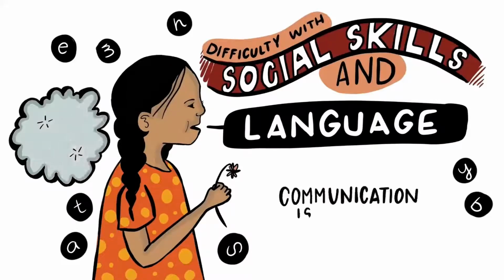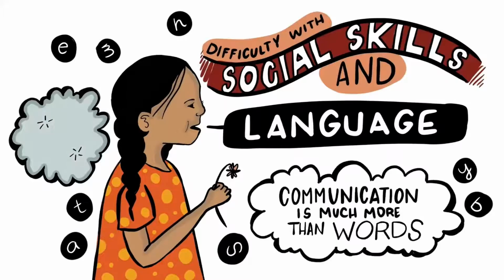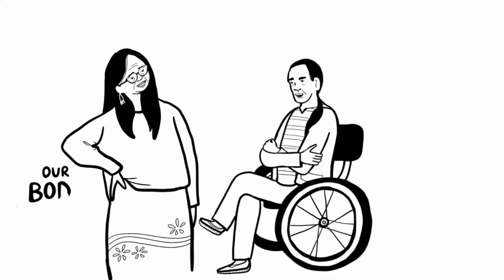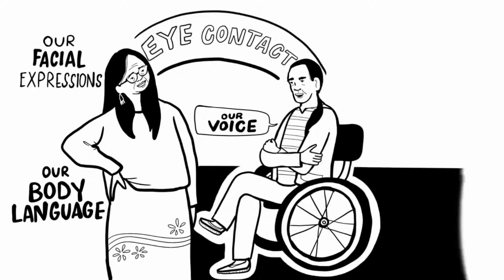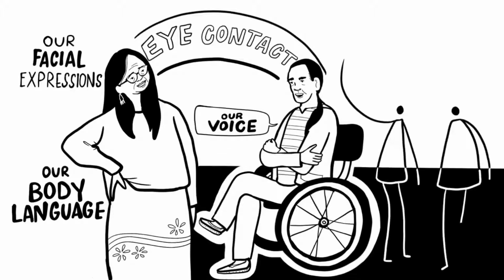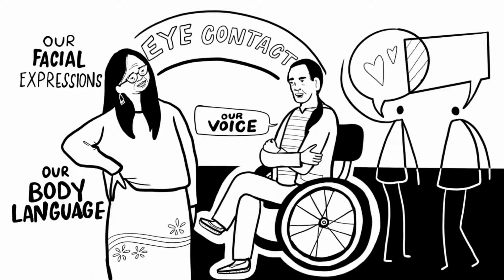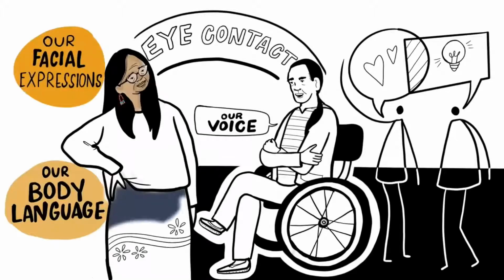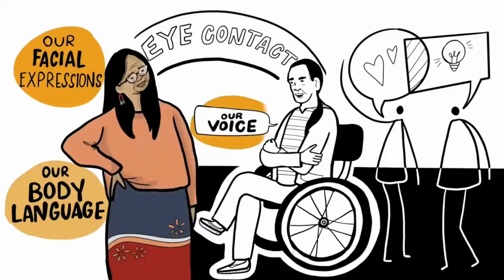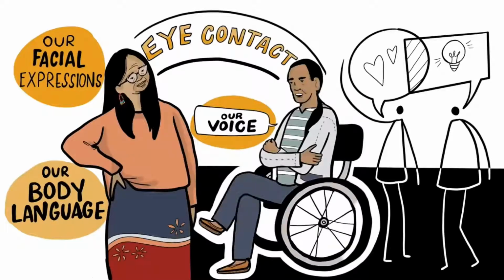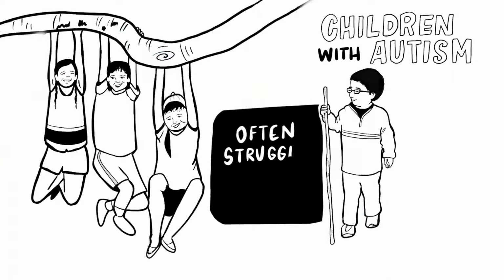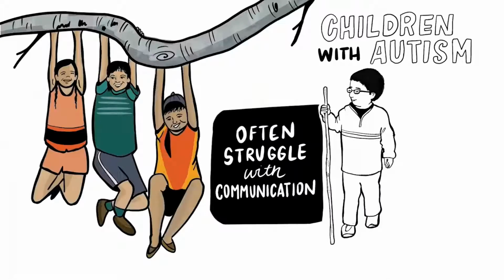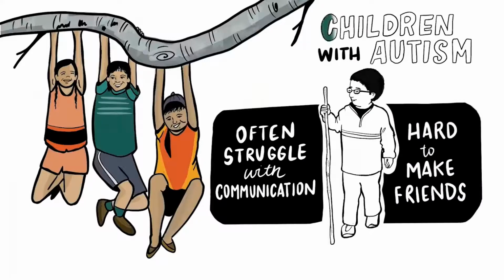But communication is much more than words. We communicate with body language, our voice, our facial expression, and eye contact. It helps us to tell how we are feeling as well as how others are feeling. We communicate to tell others what we want, to show our emotions, and share ideas. Children with autism often struggle with this type of communication. This can make it hard to make friends and play with their peers.